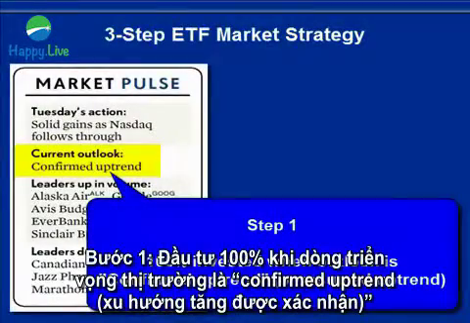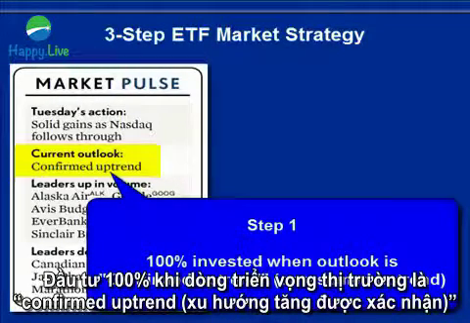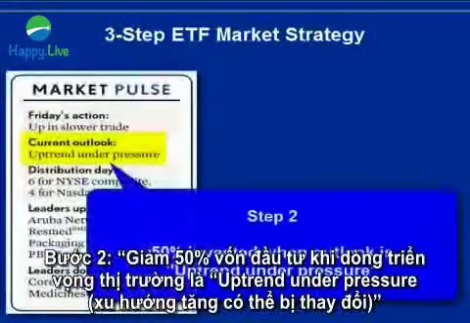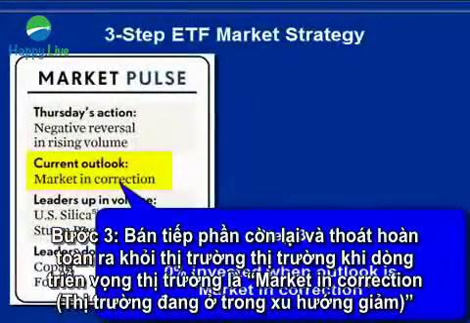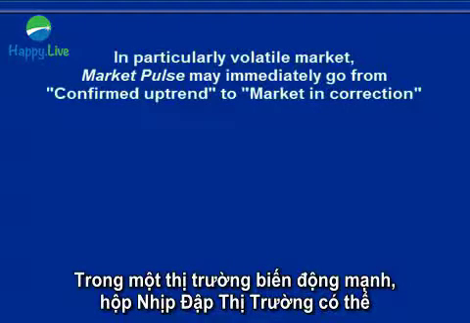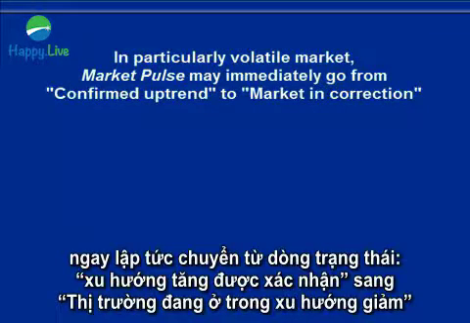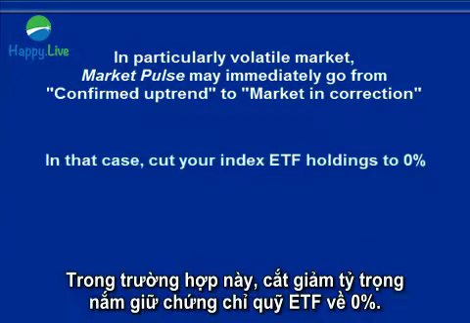Step 1. When the Market Pulse changes to confirmed uptrend, you want to invest the full amount you've allocated to this approach. Step 2. When the Market Pulse changes from confirmed uptrend to uptrend under pressure, reduce your holdings to 50%. Step 3. When the Market Pulse changes to market in correction, cut your holdings to 0. Now, in a particularly volatile market, the outlook in the Market Pulse may immediately go from confirmed uptrend to market in correction. In that case, simply cut your holdings to 0%.